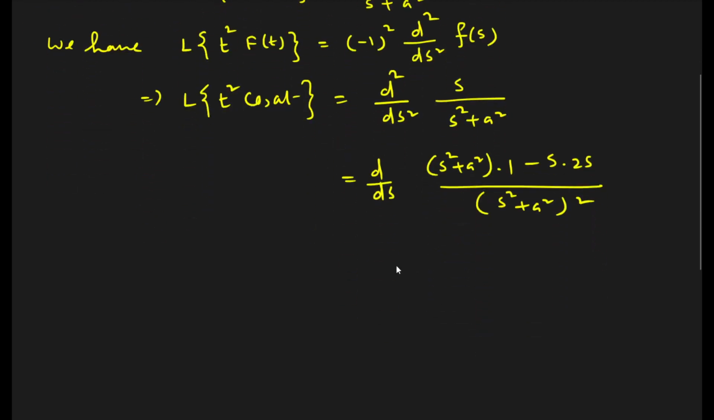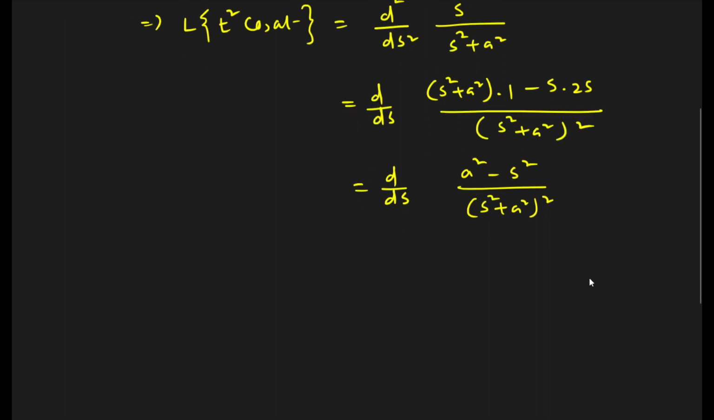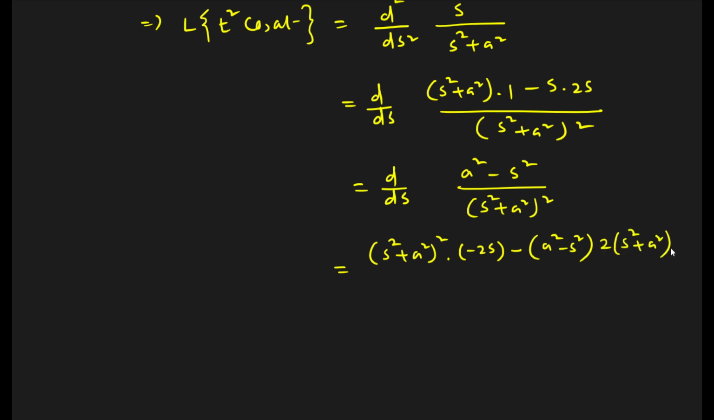Okay. So what will we get then? d by ds of a square minus s square divided by s square plus a square whole square. Now we have to differentiate it again because still one d by ds is left out. So again in the form of u by v, we just differentiate. So first v into differentiation of this is minus twice s, then minus a square minus s square. If we differentiate this, what will we get? 2 into s square plus a square into twice s. Okay, whole thing divided by s square plus a square.